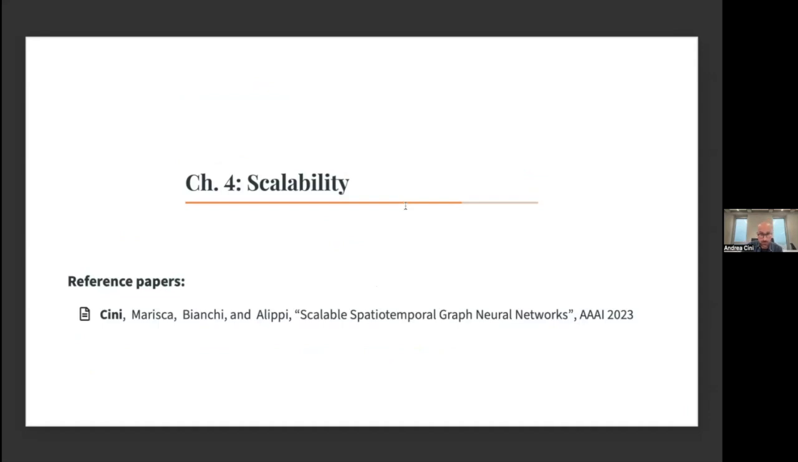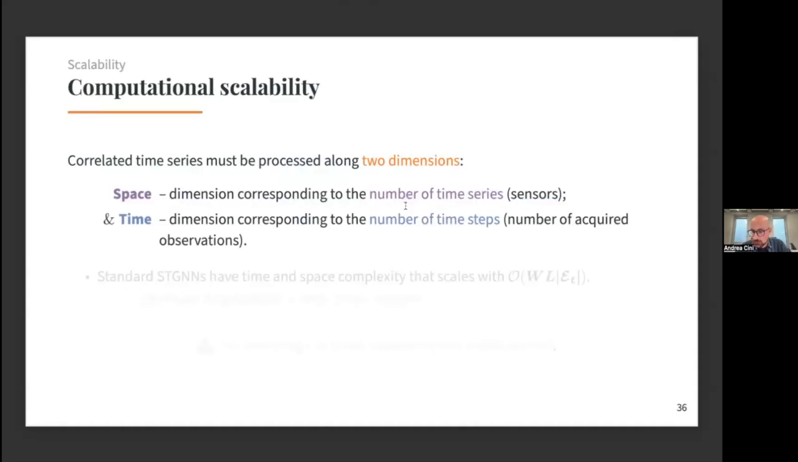Now we can talk about scalability, and this is something we also discussed, I think, in a previous reading group. This was the best paper award at the first temporal graph learning workshop, so some of you might already be familiar with this. But clearly the two main relevant dimensions when we are processing time series within this framework are space and time: the number of time series we want to process and their length, the number of time steps.